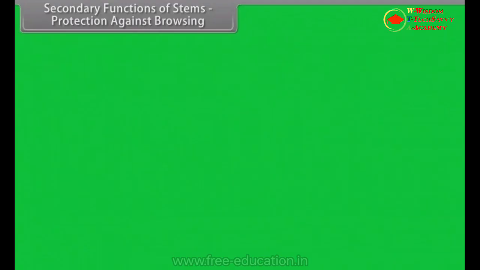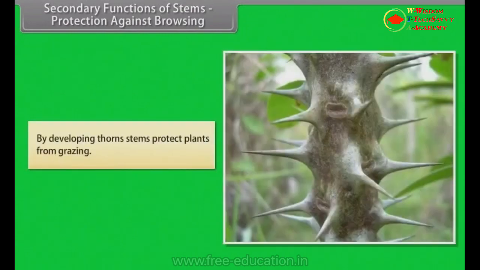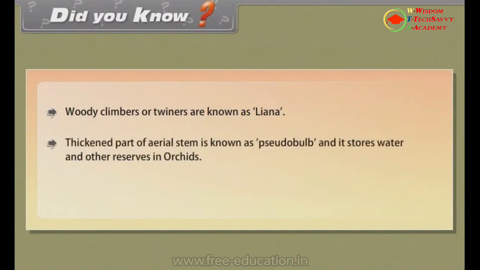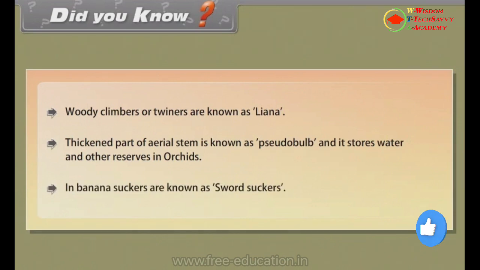Secondary functions of stems. Protection against browsing. By developing thorns, stems protect plants from grazing. Did you know? Woody climbers or twiners are known as liana. Thickened part of aerial stem is known as pseudobulb, and it stores water and other reserves in orchids. In banana, suckers are known as sword suckers.